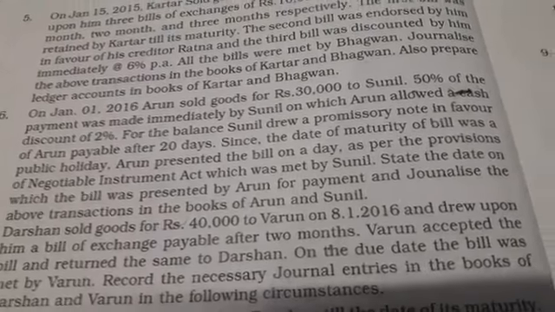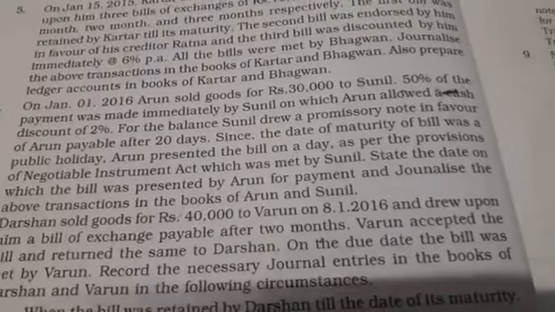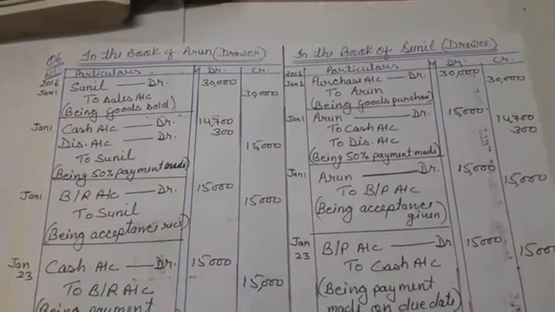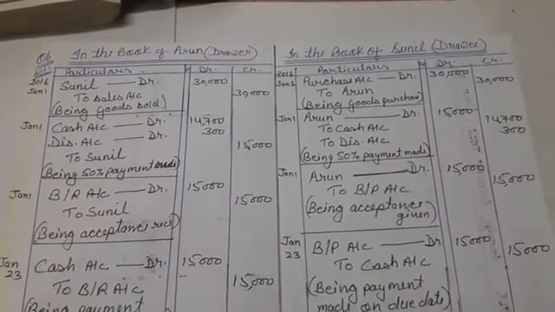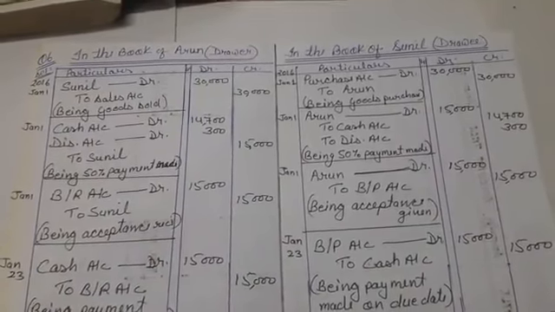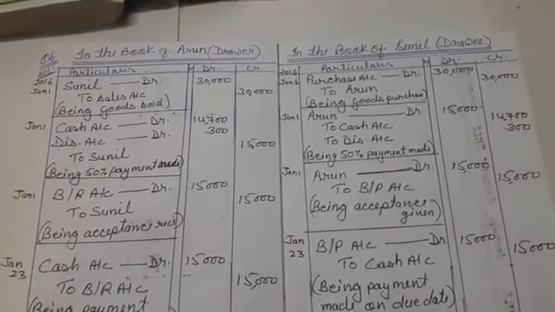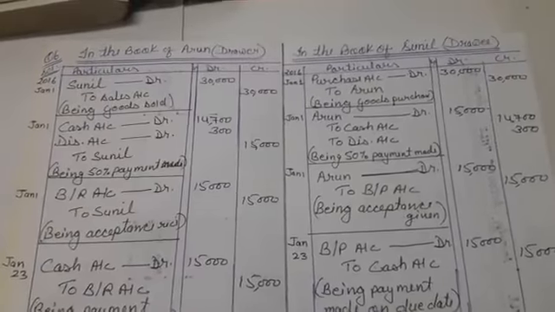Got it? Now let's do the question. Yes, see this one. In this format you have to draw, you have to make the bill of exchange. There are two parts, that is one is the drawer and the second one is drawee.